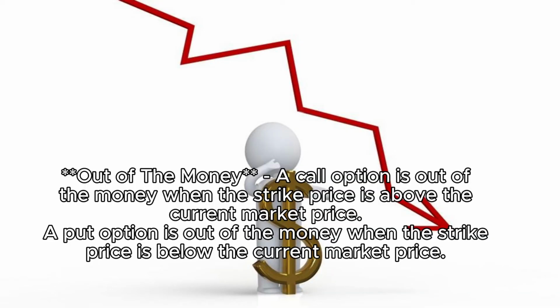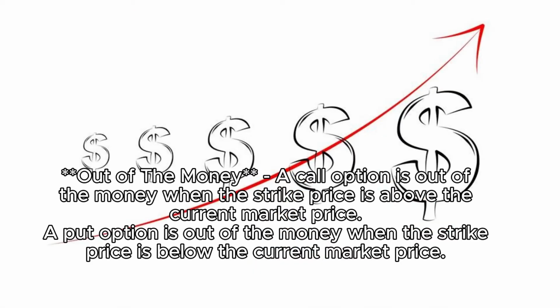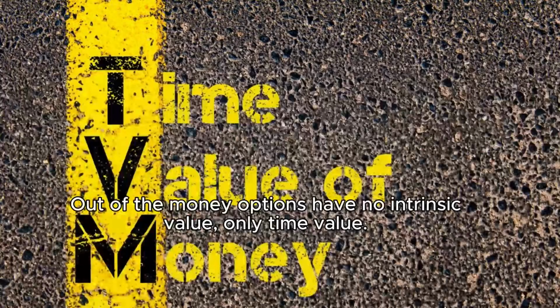Out of the money. A call option is out of the money when the strike price is above the current market price. A put option is out of the money when the strike price is below the current market price. Out of the money options have no intrinsic value, only time value.